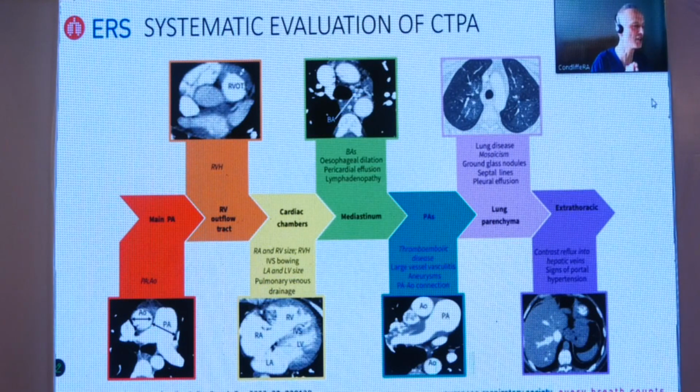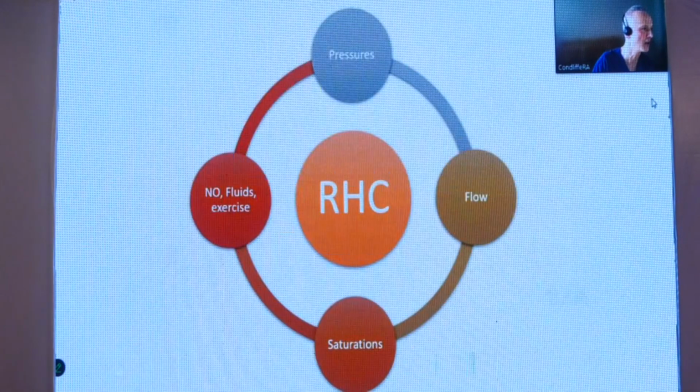And then I look outside of the lungs, especially the liver. Is there evidence of TR with significant hepatic reflux? And is there evidence of cirrhosis or splenomegaly suggestive of pulmonary hypertension? So in most patients you will have a very good idea of the likely diagnosis if you go through the CT in a systematic method.